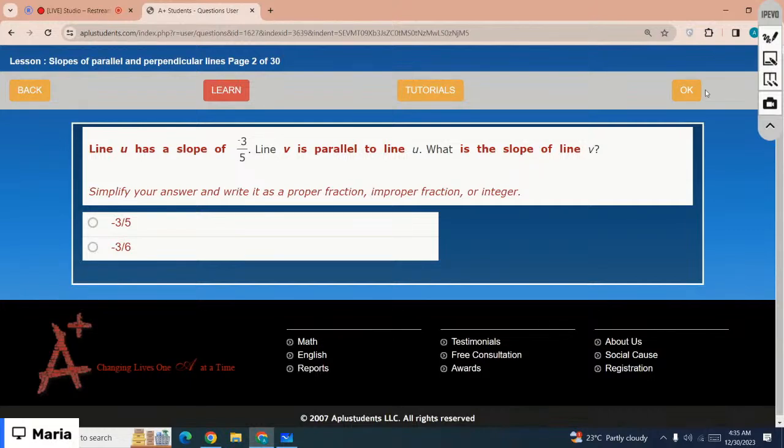Line U has a slope of negative 3 over 5. Line B is parallel to line U. What is the slope of line B? You have to calculate the slope of line B. So when two lines are parallel, their slope is exactly equal. So the slope is negative 3 over 5. For which question are you asking?